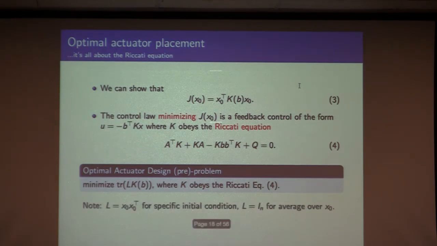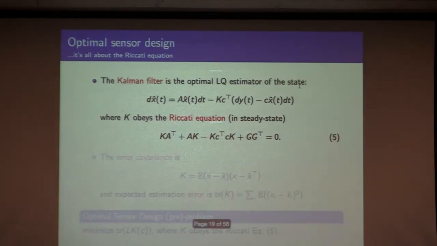If you take L to be the identity, you'll obtain some kind of average over all the possible initial conditions. So this is what I want to do: find the B or the C that minimizes the trace of LK.